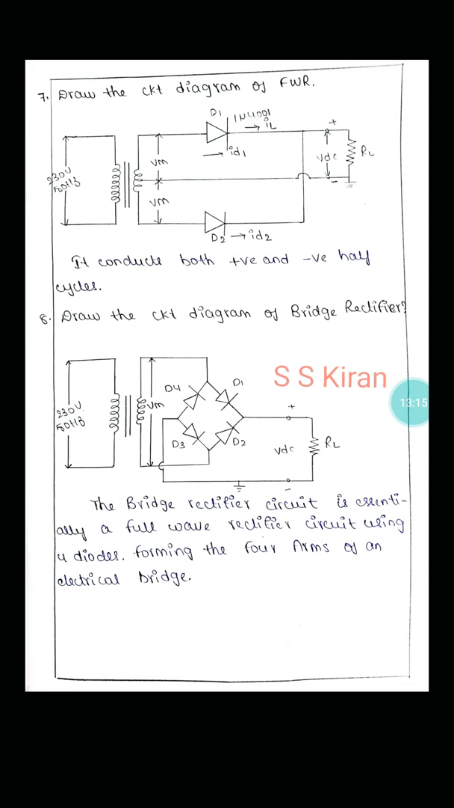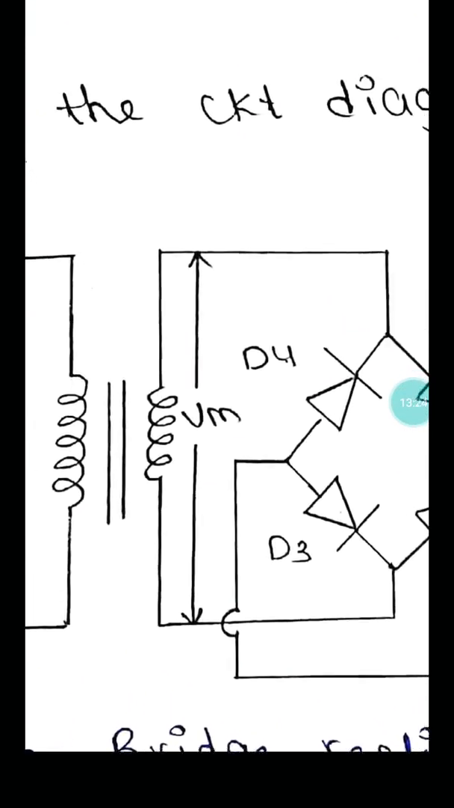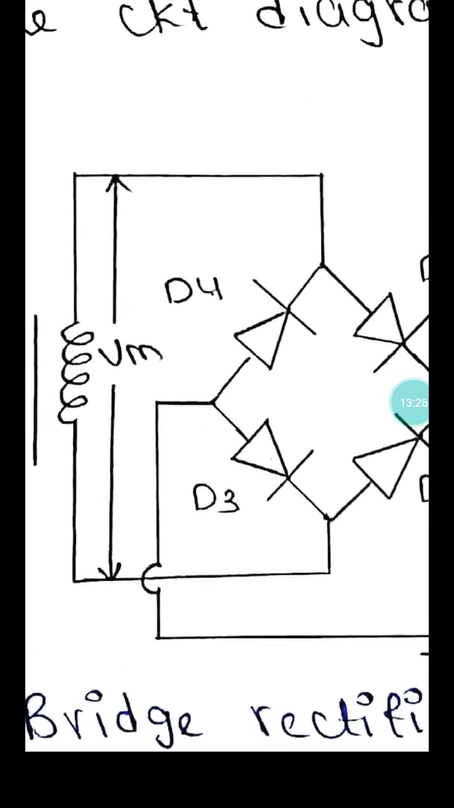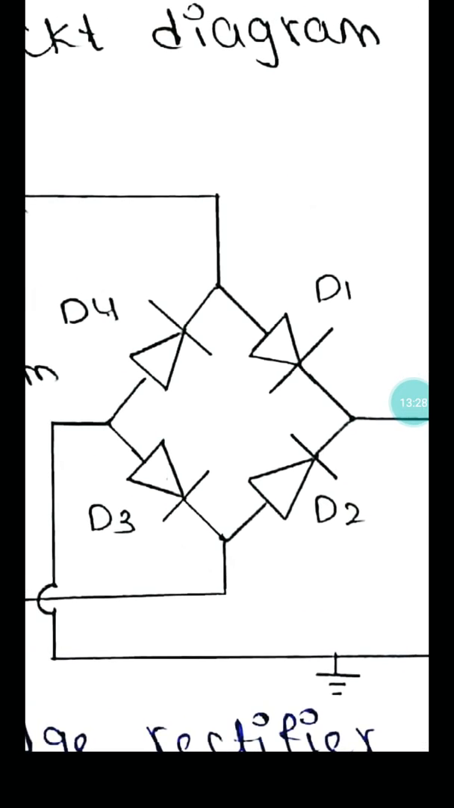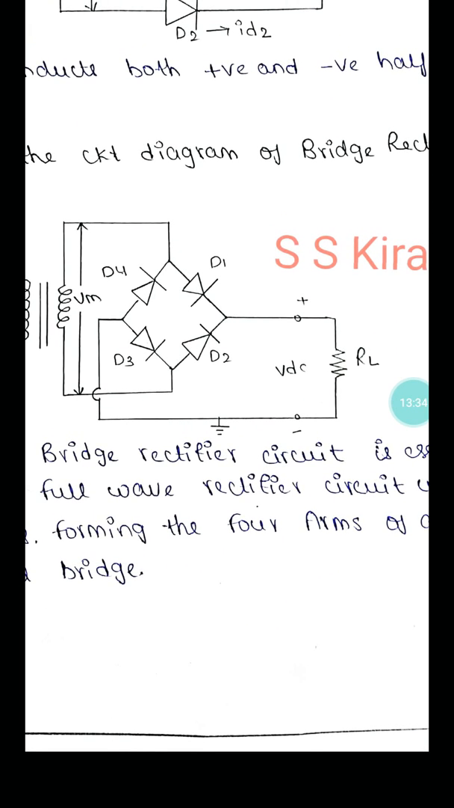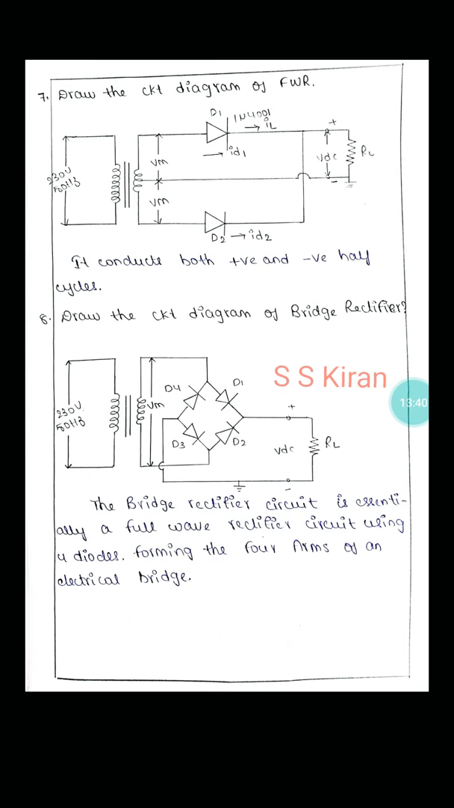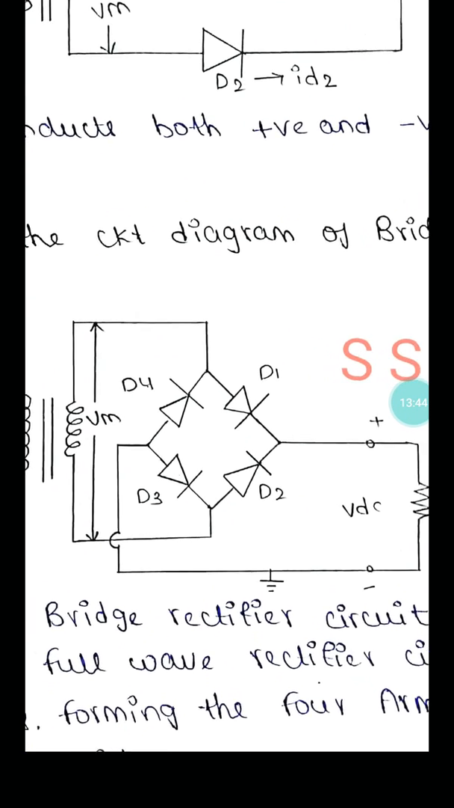Okay. Now, the eighth one: draw the circuit diagram of the bridge rectifier. Same as before, first you take the transformer, then the rectifier, then what? The load resistor. Okay, these four diodes are connected as a bridge because this is a bridge rectifier. You know the bridge very well; just observe the diagram.